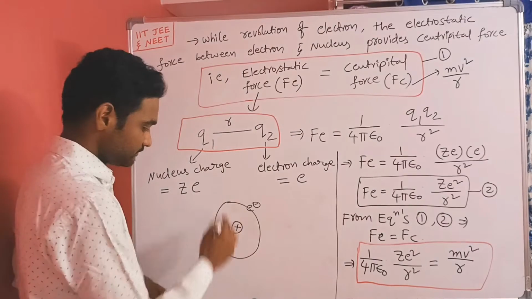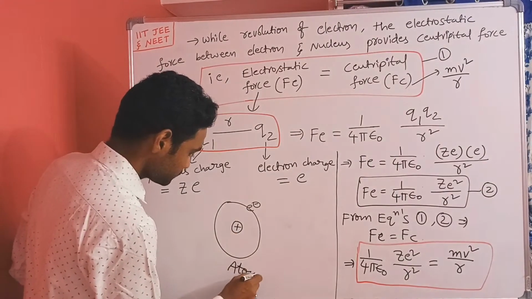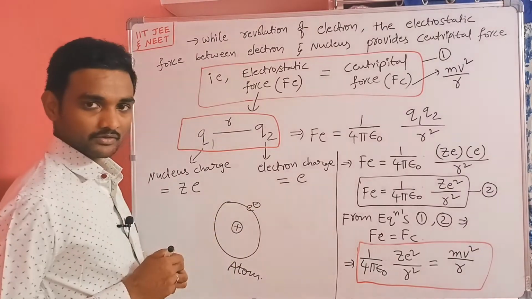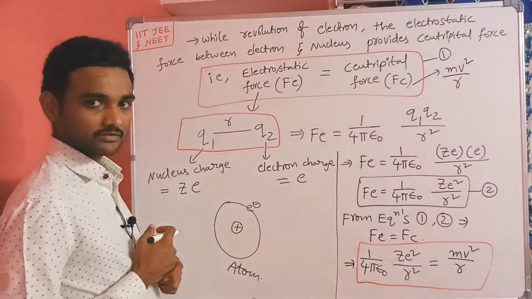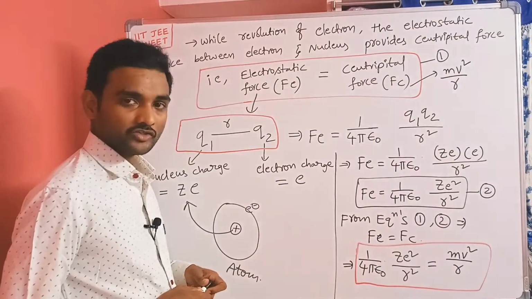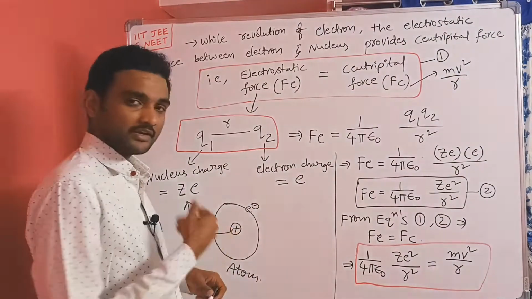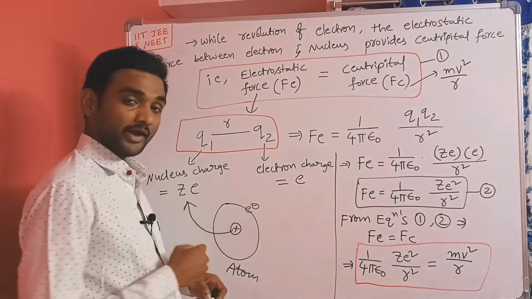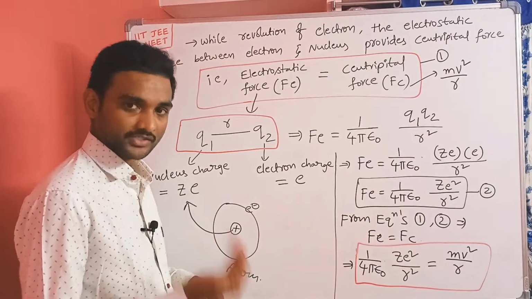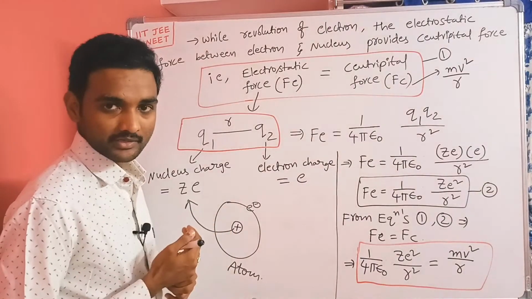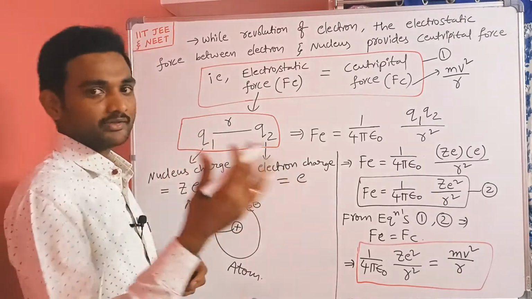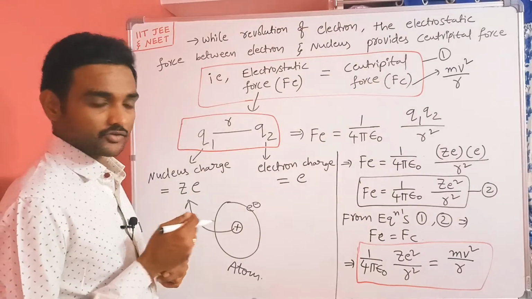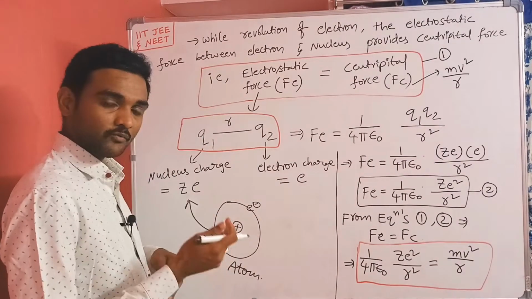See, it is an atom, and this is the nucleus. The electron is revolving around the nucleus. Now I want the nucleus charge. In the nucleus, protons and neutrons are there, but neutrons don't have any charge, so we need not consider them. Only protons have charge, and in the nucleus there are many protons. So the nuclear charge can change from one atom to another atom.